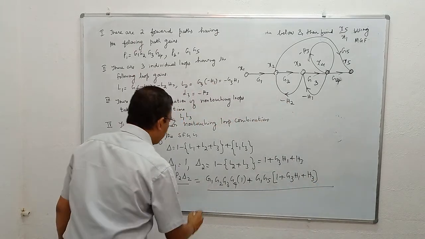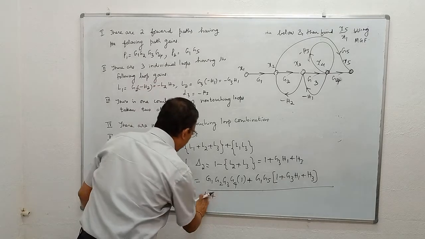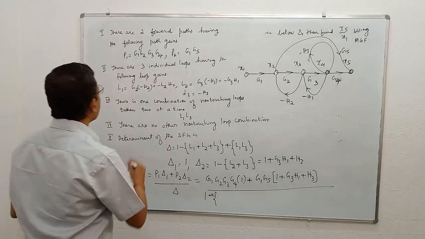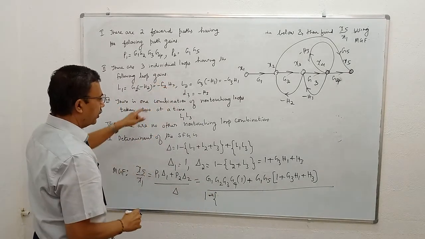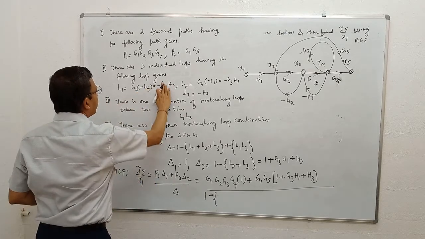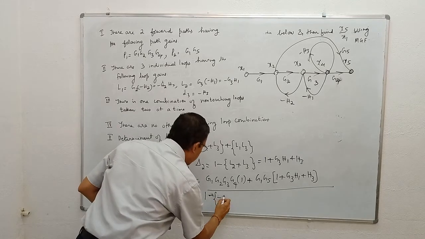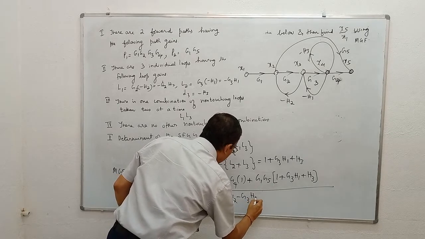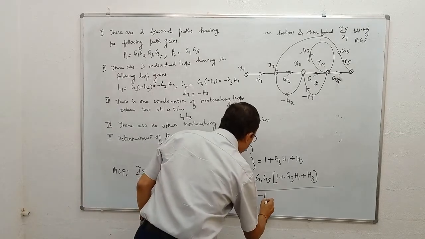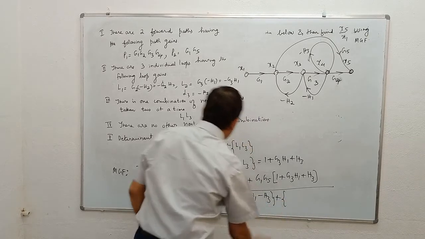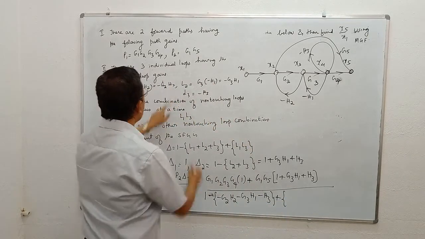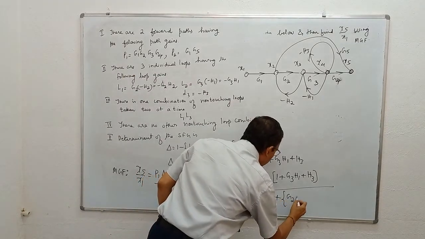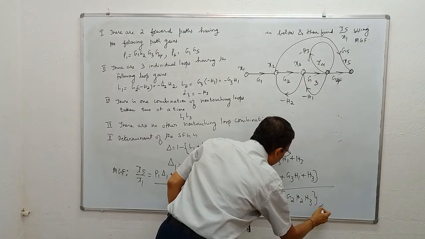What is delta? Delta is 1 minus (L1 plus L2 plus L3) plus L1 L3. L1 is minus G2H2, L2 is minus G3H1, L3 is minus H3. L1 is minus G2H2, L3 is minus H3. So you get G2 H2 H3. This is the answer.